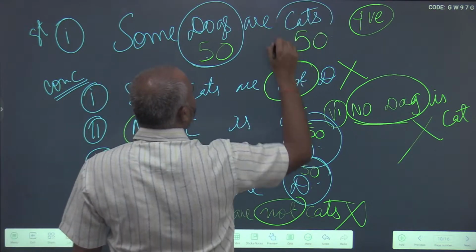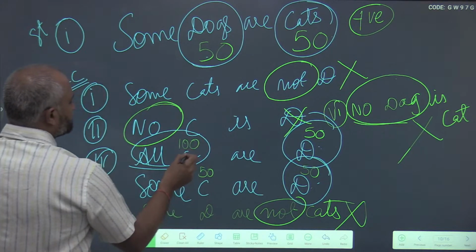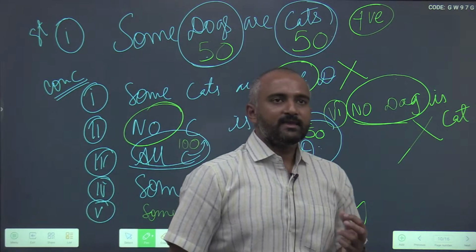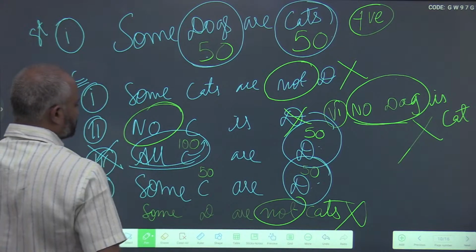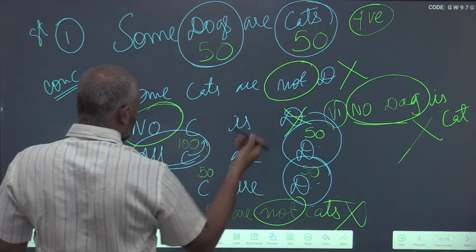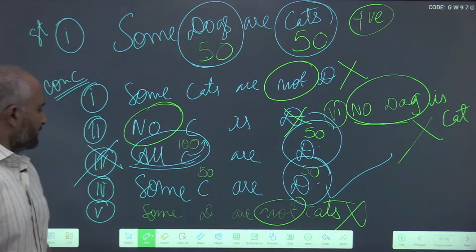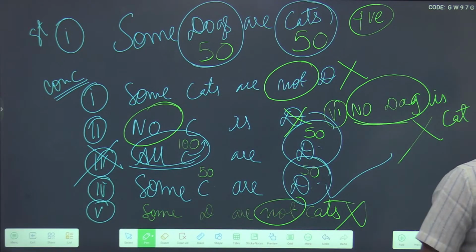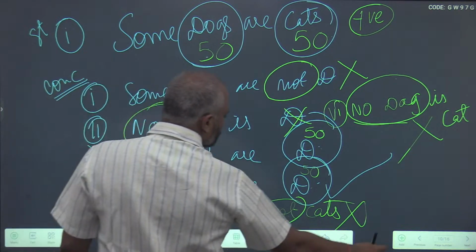But see the value of cats. Cats have a value of 50. But in this statement, C has a value of 100. Can 50 become a 100? No. So this statement is also false. Your 50 can become a 50. So okay, only conclusion 4 is true.